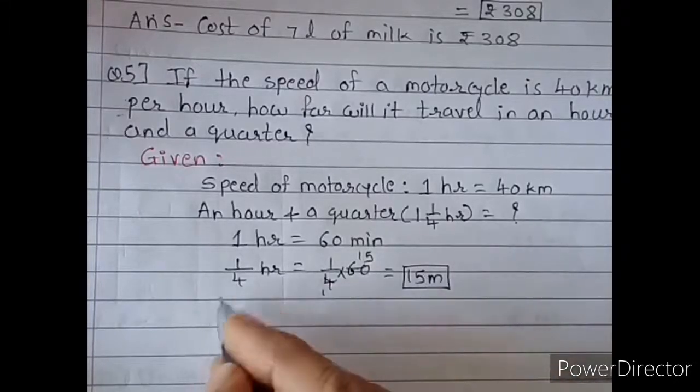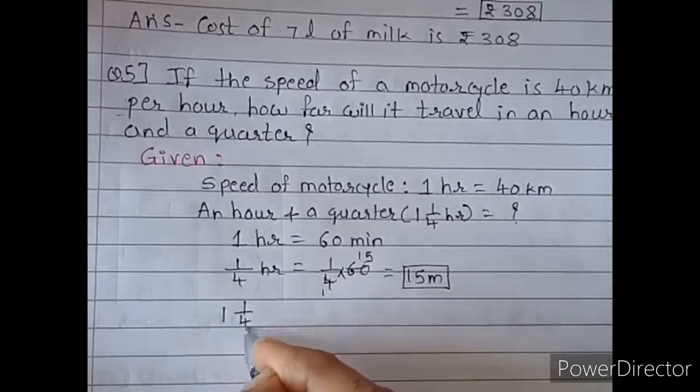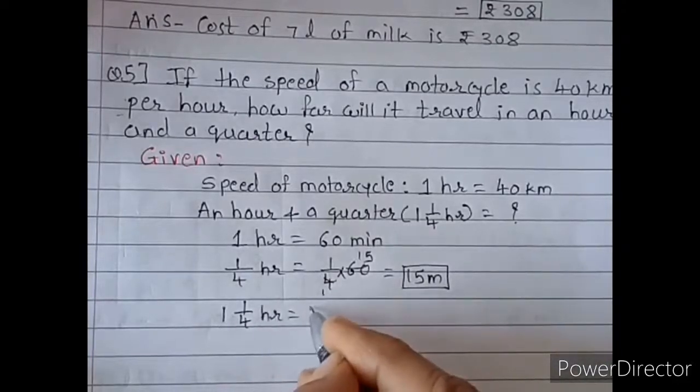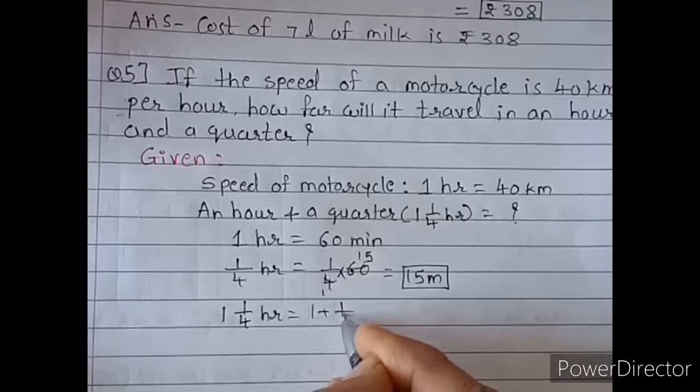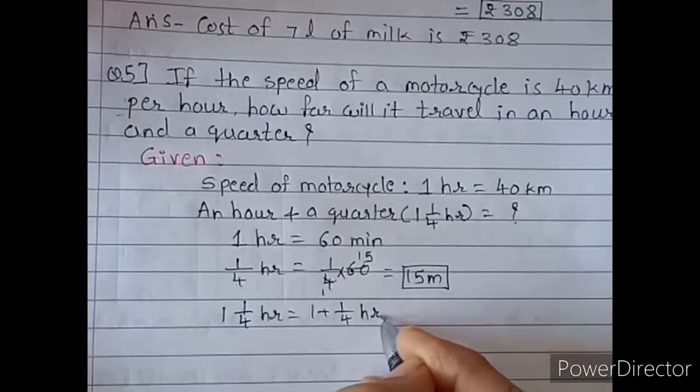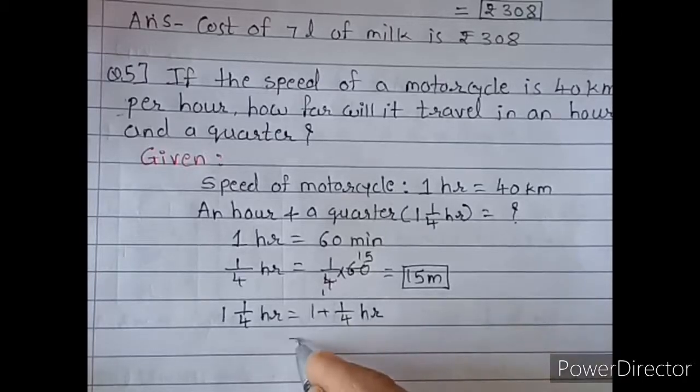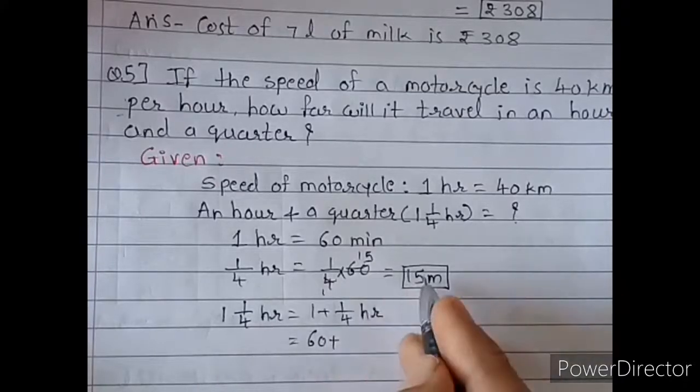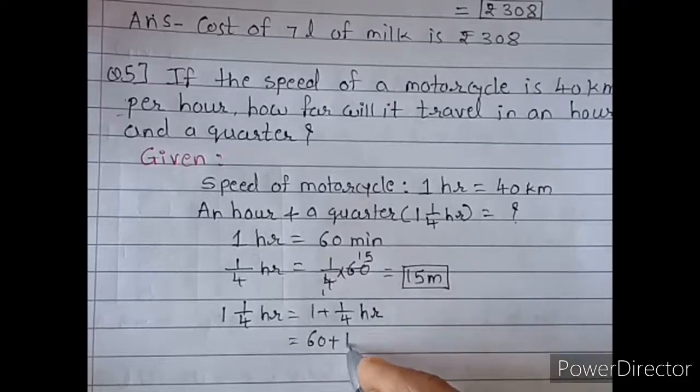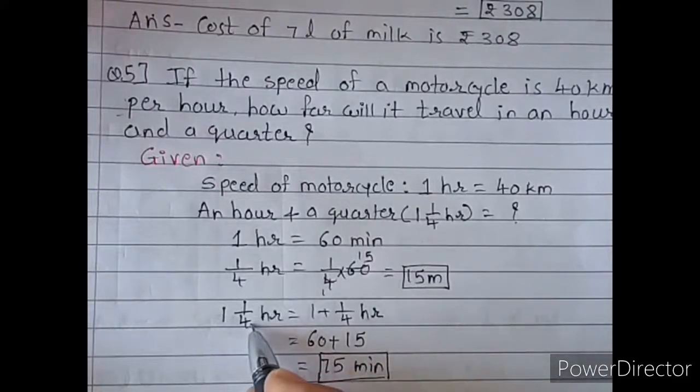So 1 and 1/4 hours is equal to 1 plus 1/4 hour. Now tell me, 1 hour means how many minutes? 60 minutes, and 1/4 hour means 15 minutes. So do the addition of these two. You will get the answer 75 minutes. It means 1 and 1/4 hours is equal to 75 minutes.